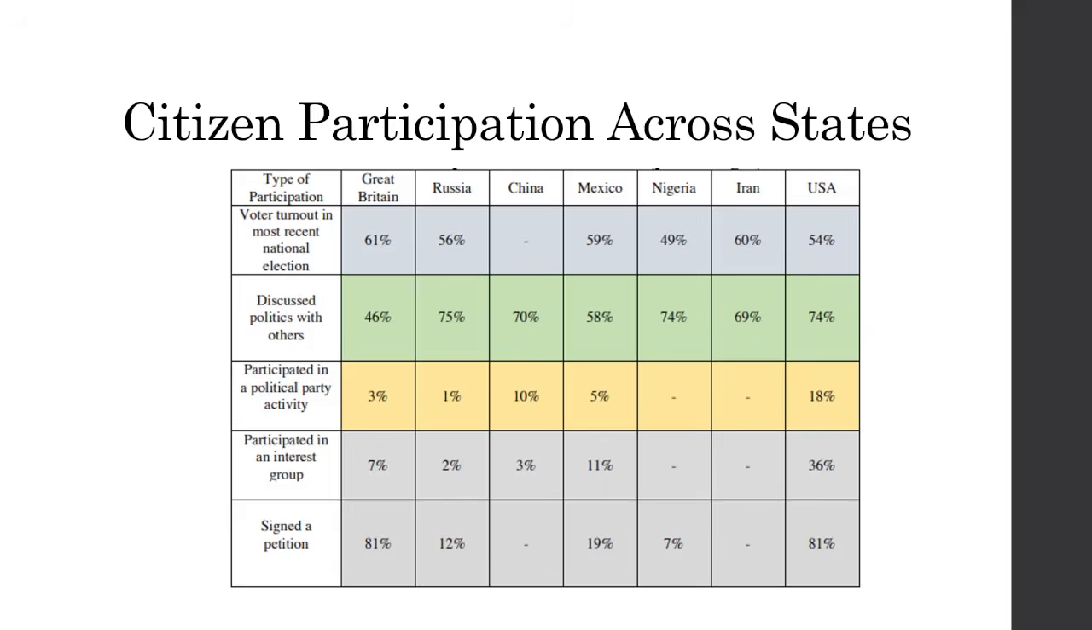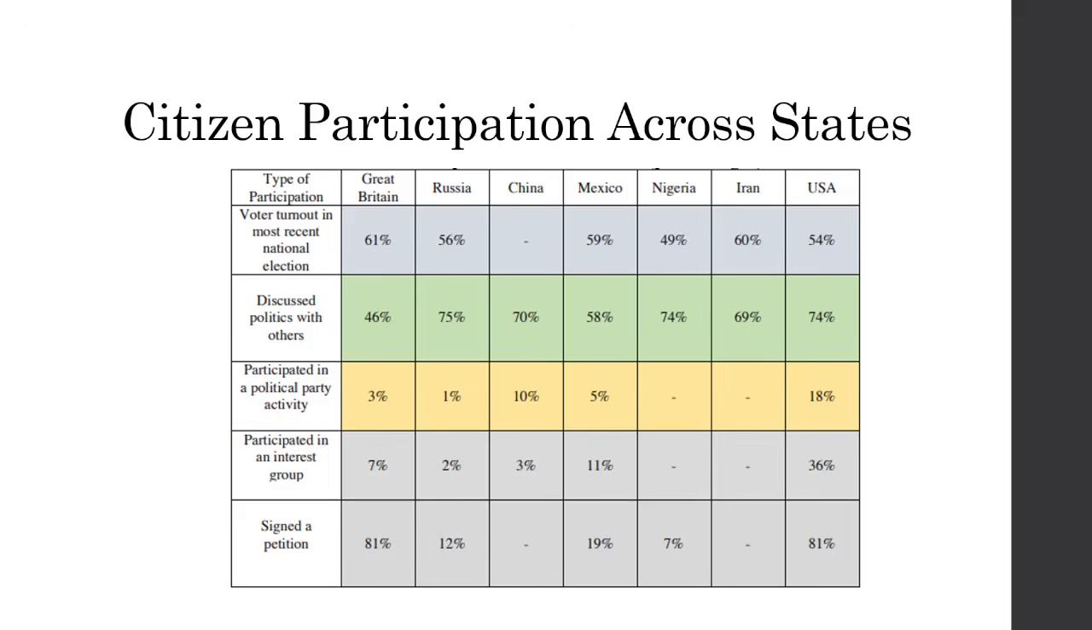They also have no values for petitions. Same thing with Iran, because they're not reporting petitions, or they don't allow petitions. If they're not reporting it, what does that say about transparency? Interest groups and political parties are a sign of political culture.